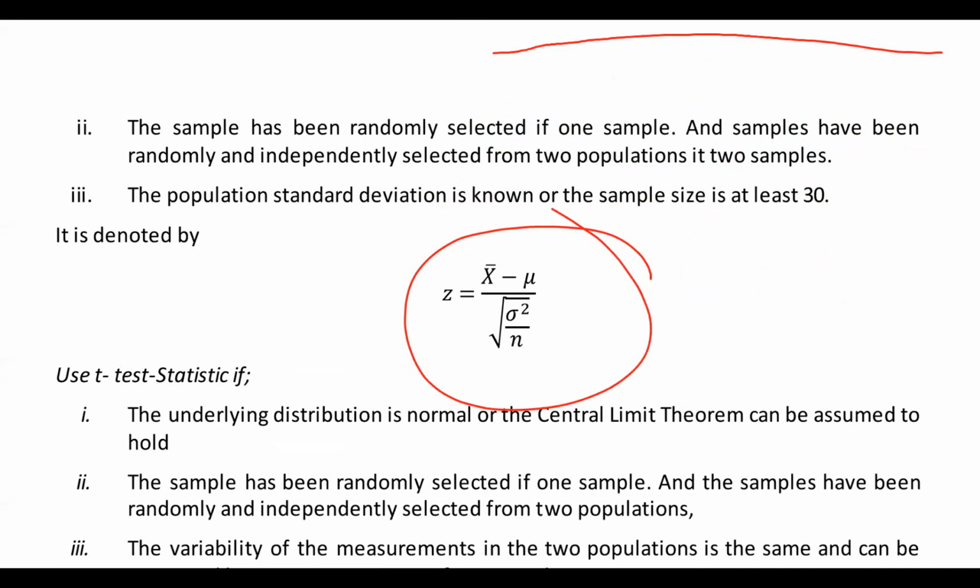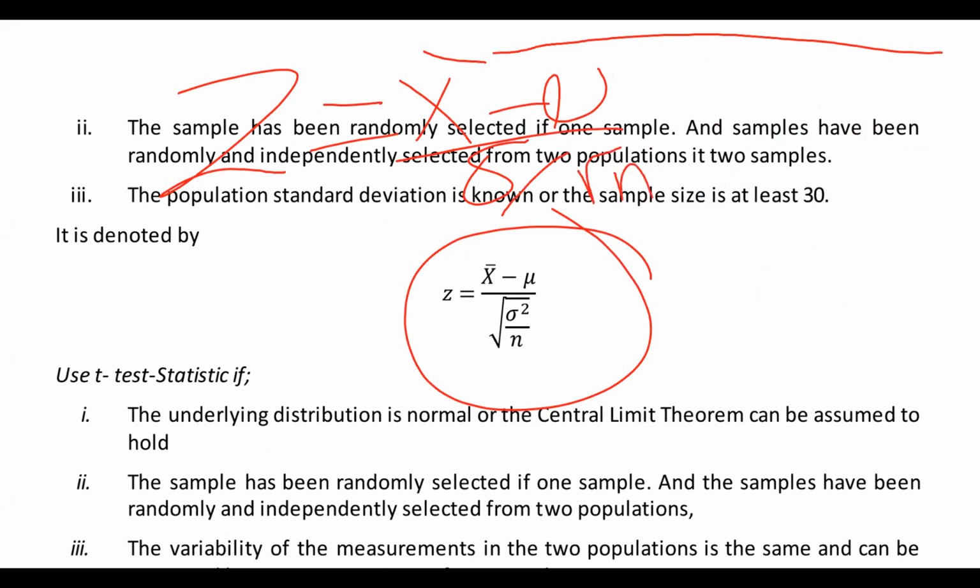These formulas are just the same. Okay, if you say Z is equal to what? X bar minus mu over the standard deviation, that is divided by the square root of what? Square root of n. It is same as the square root of standard deviation squared over n, like that.